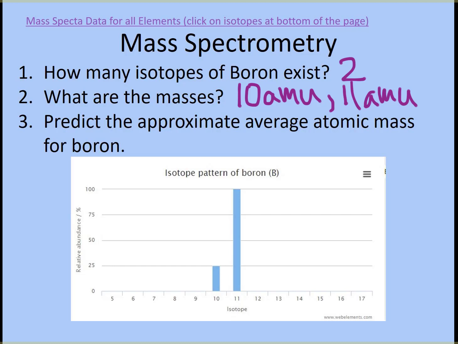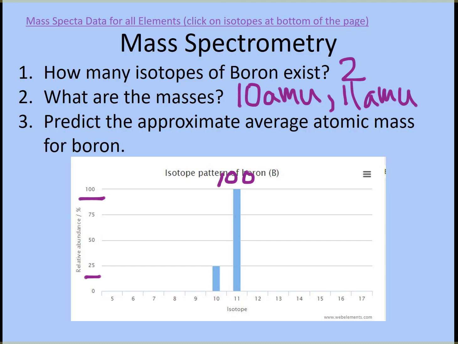Now this chart is a little bit different. Do you see how this one is 100 and this is 25? So what they've done is they've taken the highest peak, and instead of keeping it as 100% and a portion of that 100%, they've made the highest peak 100. Why'd they do that? I don't know. This is just one way that they do it.